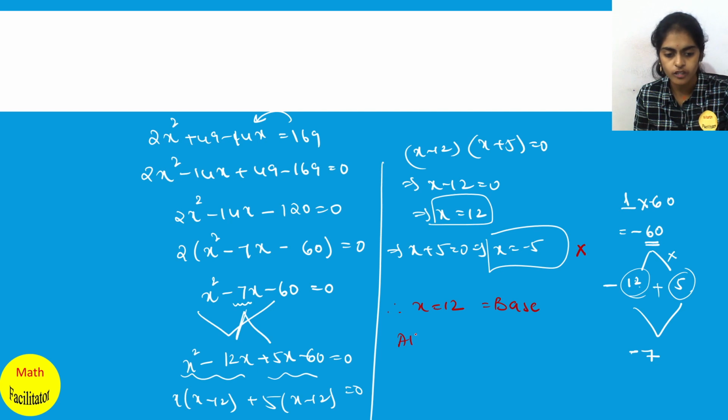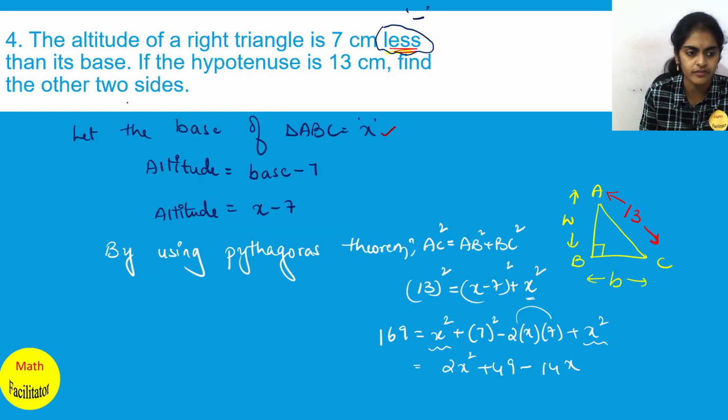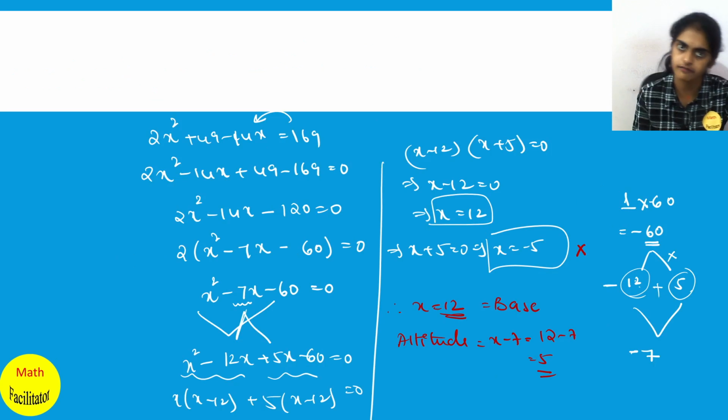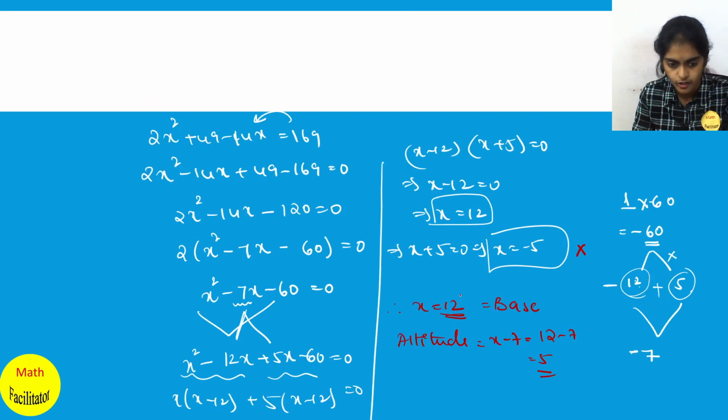Now what about your altitude? Altitude is nothing but x minus 7. So 12 minus 7, you will have 5 here. So base is 12 and altitude is 5. Clear? Okay, they are asking you to find the other two sides. Other two sides are nothing but base and altitude. So it is 12 and 5 centimeter. Okay, so since hypotenuse is given as 7 centimeter less, this is 13 centimeter and this is 7 centimeter less. So these are also in centimeters.